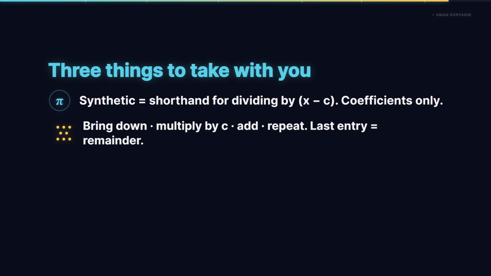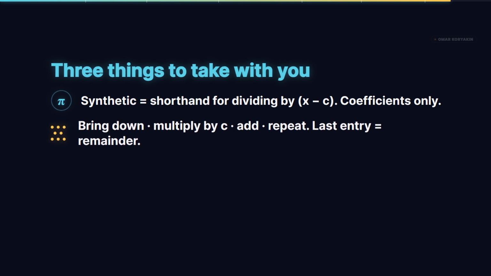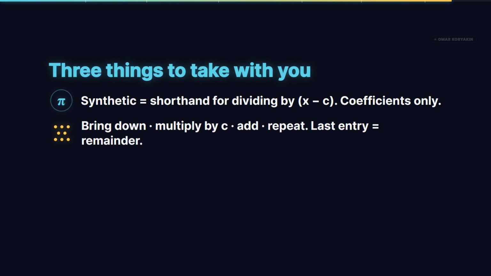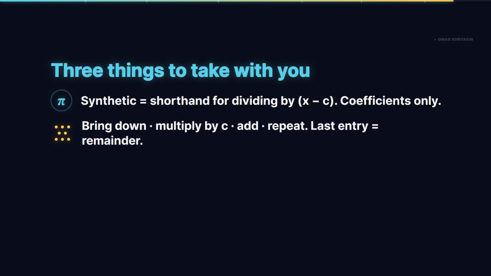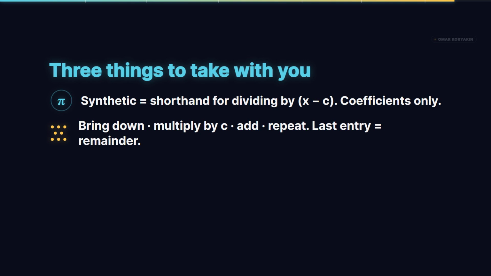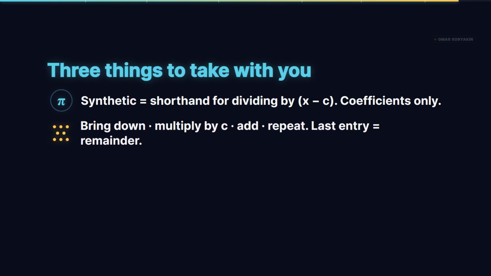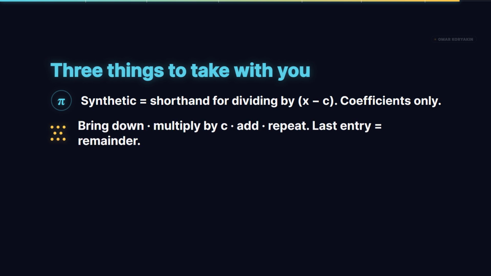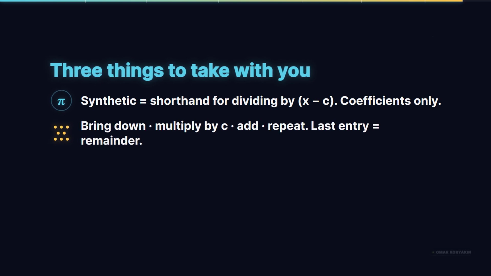Second, the result interpretation. The last entry of the bottom row is the remainder. The earlier entries, read left to right, are the coefficients of the quotient polynomial, which has degree 1 less than the dividend. The full division statement is dividend equals quotient times the quantity x minus c plus remainder, exactly the same as long division produces. Synthetic and long division are mathematically equivalent for linear divisors, but synthetic is roughly 4 to 5 times faster.